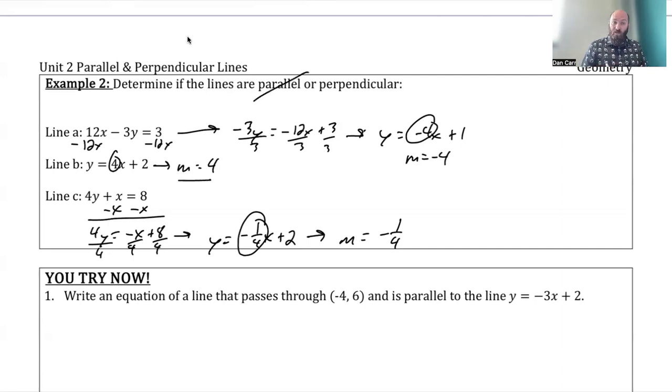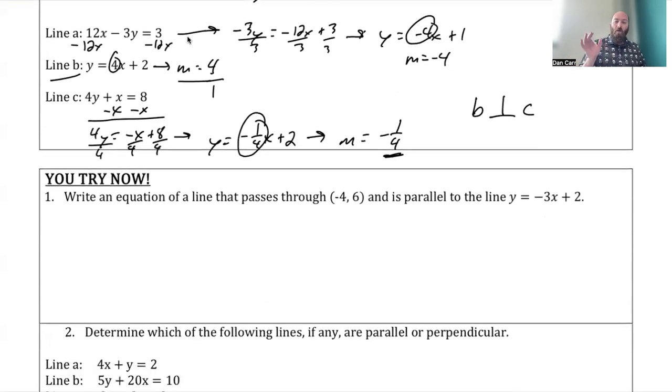But I do have an opposite reciprocal here. Line B has 4, which is the same as 4/1. Line C is negative 1/4. They're opposite signs and reciprocals. So that means that line B is perpendicular to C.